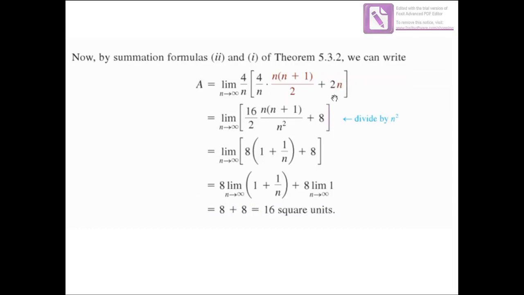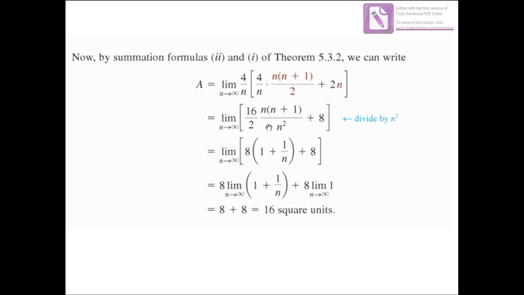So now we need to simplify this. Multiply 4 over n by this one, plus 4 over n multiplied by 2n. If you multiply 4 over n by 4 over n, this will be 16 over these two. Here you have n with n, so this is n square. Here you have n plus 1, n multiplied by n plus 1, plus here you have 4 over n multiplied by 2n. This will give you 8.